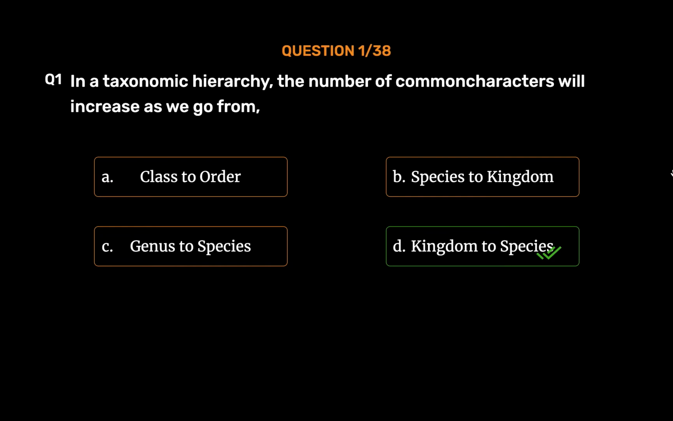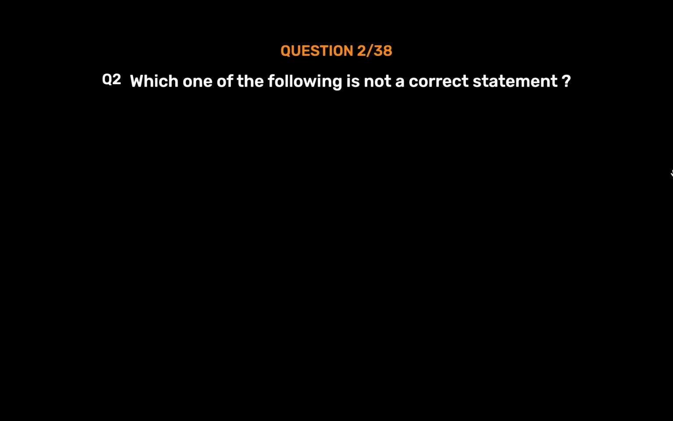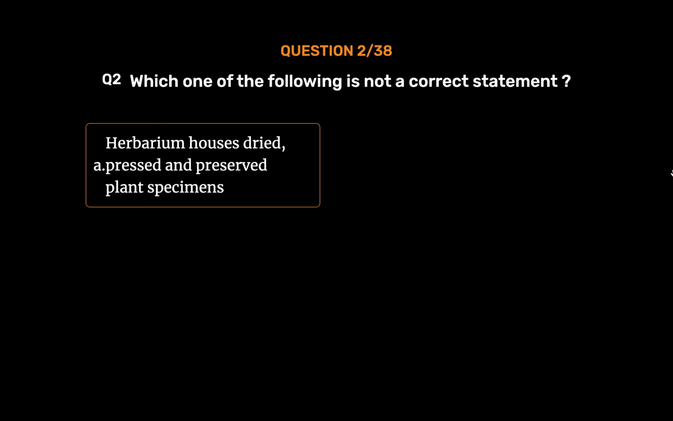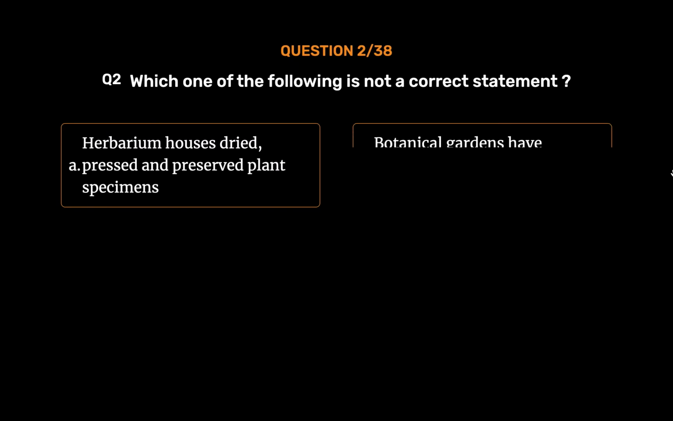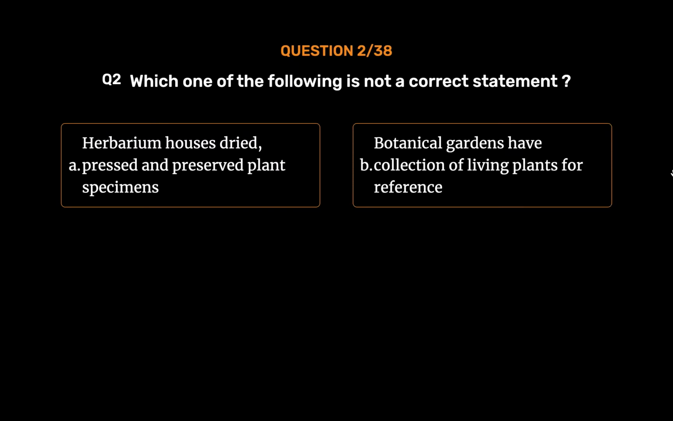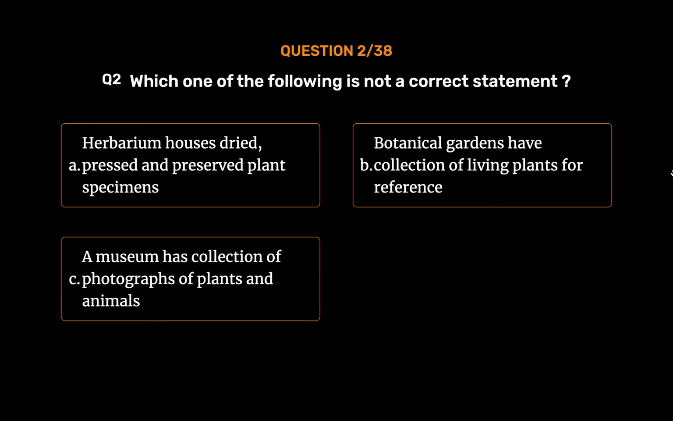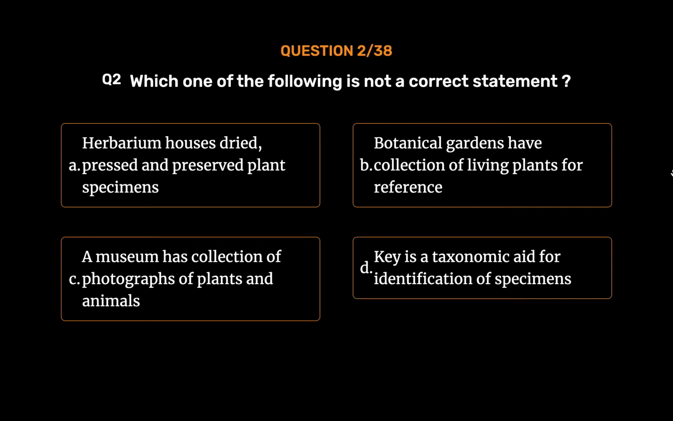Question number 2. Which one of the following is not a correct statement? Option A. Herbarium houses dried, pressed and preserved plant specimens. Option B. Botanical gardens have collection of living plants for reference. Option C. A museum has collection of photographs of plants and animals. Option D. Key is a taxonomic aid for identification of specimens. The correct answer is Option C. A museum has collection of photographs of plants and animals.